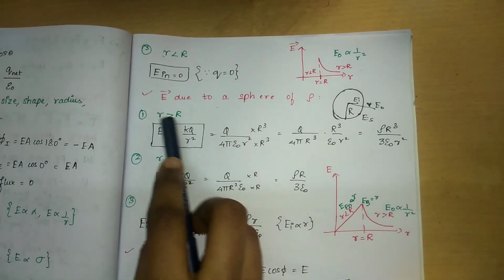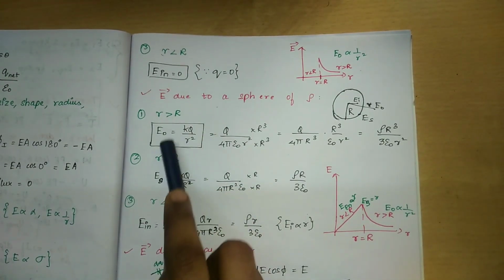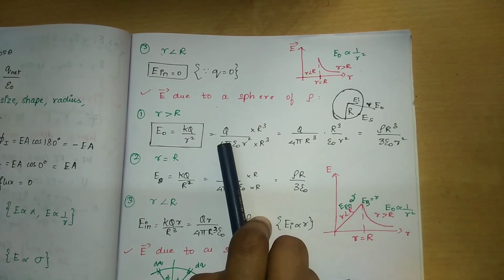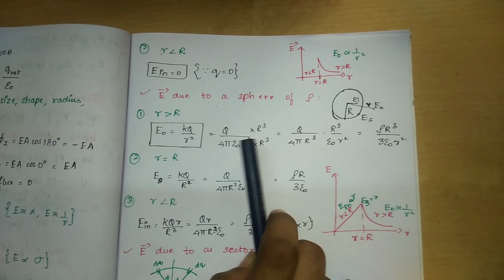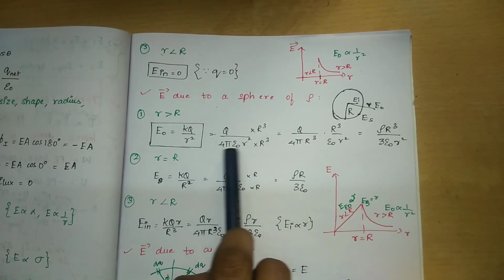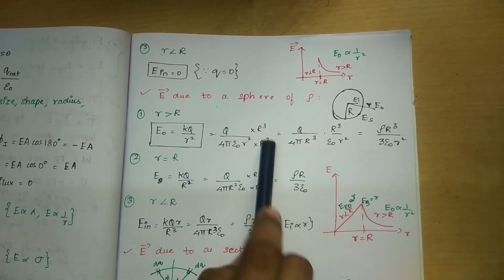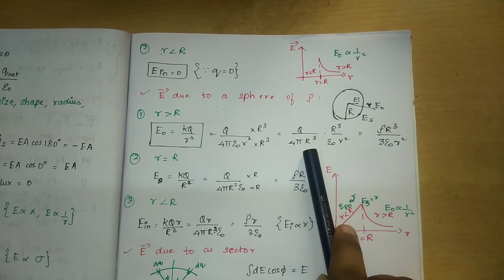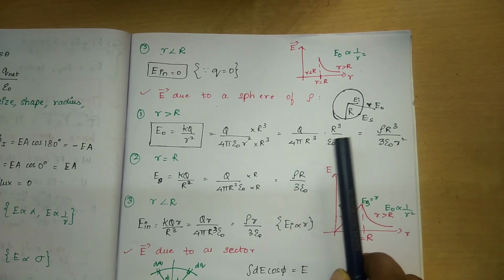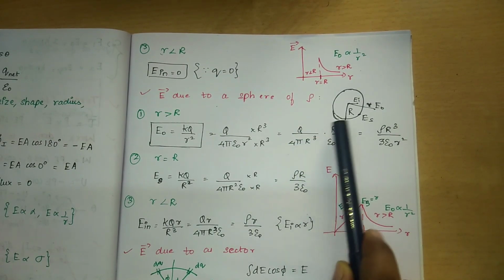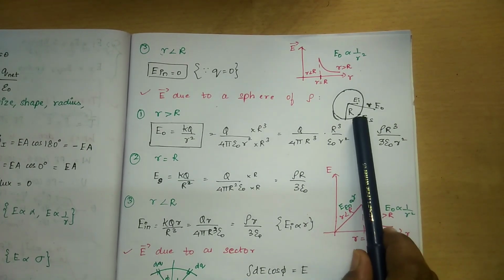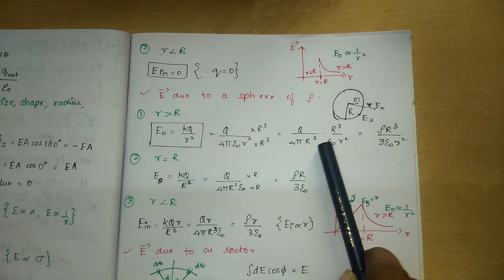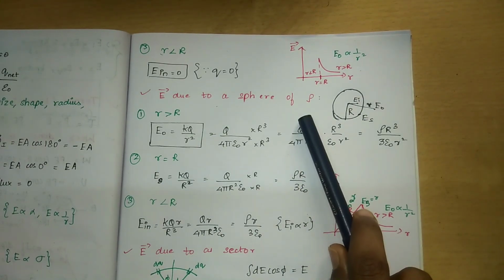When the distance is greater than the radius of the sphere, E outside will become kq divided by the distance whole square, equal to q divided by 4 pi epsilon naught r square. Multiply R cube in the numerator and denominator, so you will get q by 4 pi R cube. We know volume charge density is charge divided by volume. Volume of a sphere is 4 by 3 pi R cube, so q by 4 pi R cube is equal to rho by 3.